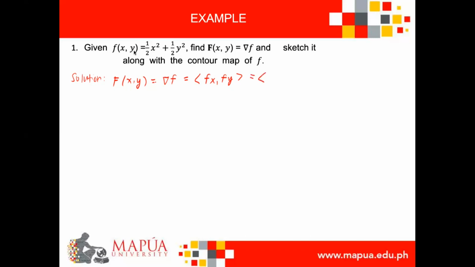So let's get the partial derivative of the function with respect to x first. Holding y as constant, we have 1/2, copy the constant, and the derivative of x squared is 2x. Then for the second term, since y is constant, this will be 0. Then for the second component, we get the partial derivative of the function f of xy with respect to y, having x as constant now. The derivative of 1/2 x squared is 0, since it is constant. Then for 1/2 y squared, copy 1/2, then the derivative of y squared is 2y.